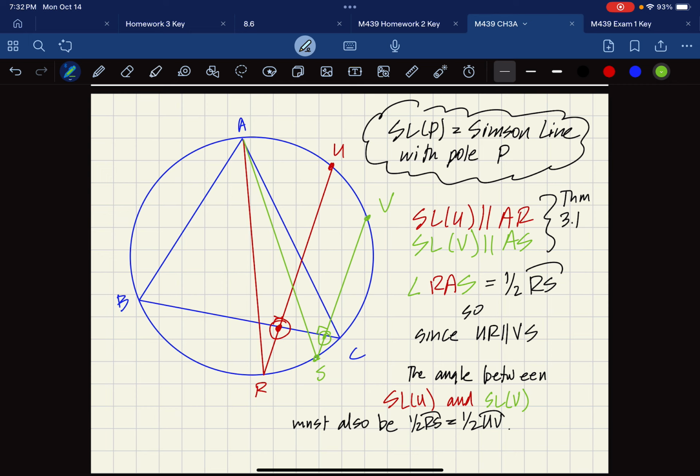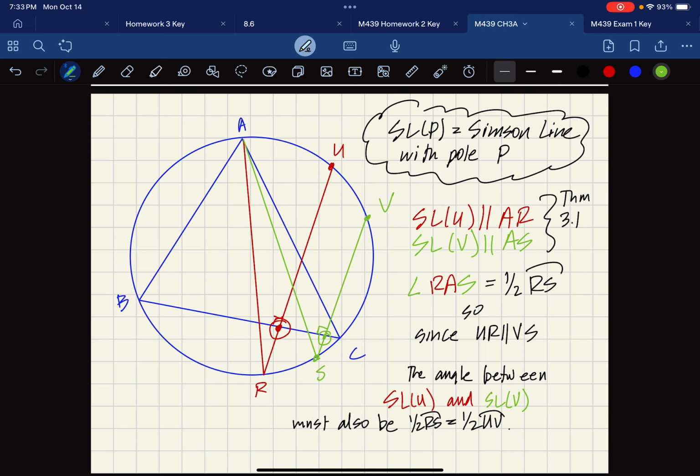It also should be pretty apparent that those 2 lines are going to be parallel because they're both perpendicular to BC. But the way this gets proved is that we appeal to theorem 3.1. If we call SL(P) the Simpson line with pole P, then SL(U) is parallel to AR and SL(V) is parallel to AS by theorem 3.1. That was the first theorem we proved.